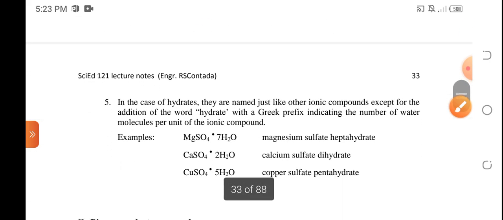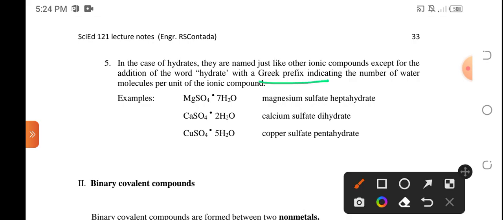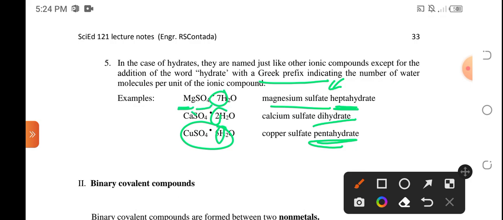Okay? Now, in case of hydrates, ito yung sinasabi kanina that we are going to use prefixes. So, if that is 7, ay sabi ko kanina, heptahydrate. And then, if that is 2, that's di. 5 is penta. Okay? As you can see, walang dot dito sa pangalan, pero dun sa formula may dot. Okay? So, this one is magnesium sulfate.